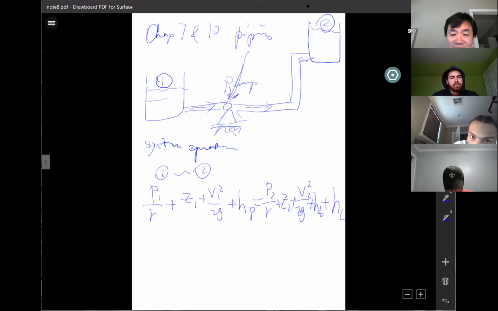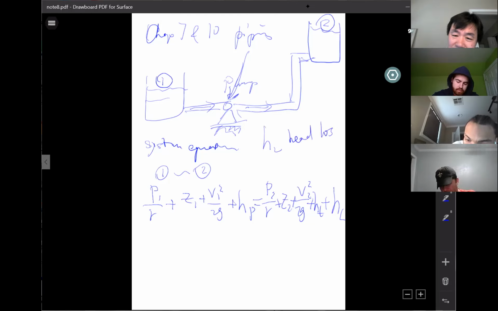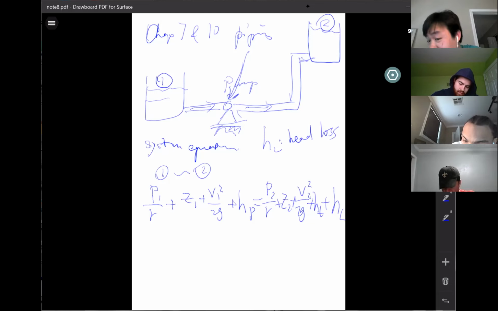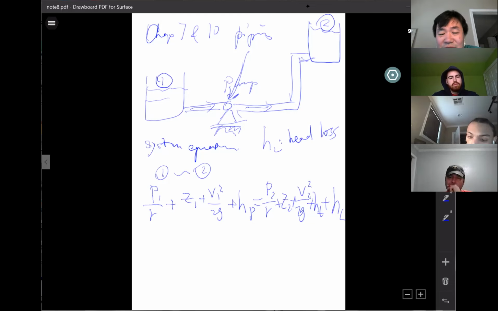So this is really not a Bernoulli equation anymore. You have additional terms: a pump head, a turbine head, and also HL. What is HL? HL is head loss, loss head. That's the first time we introduce loss here. In Bernoulli, chapter 4, we never talked about loss. We assumed a perfect, ideal system. Then it's P1 over gamma, Z1, V1 squared over 2g equals P2 over gamma, Z2, V2 squared over 2g. That's called Bernoulli. They're equal.